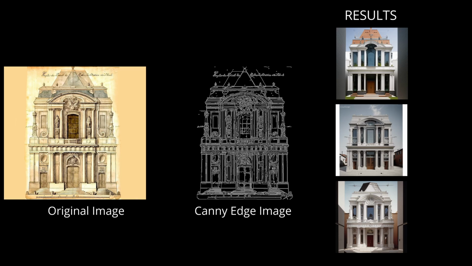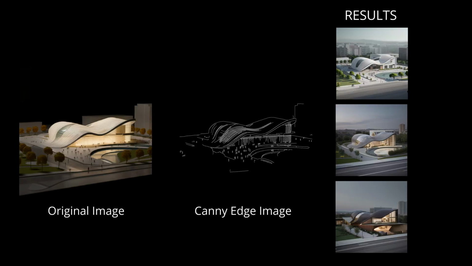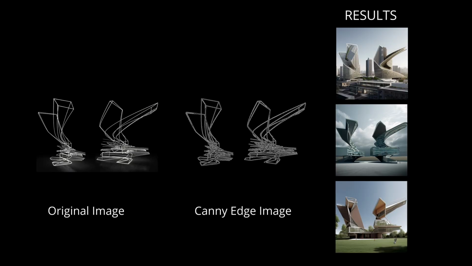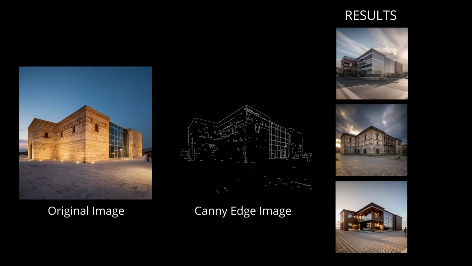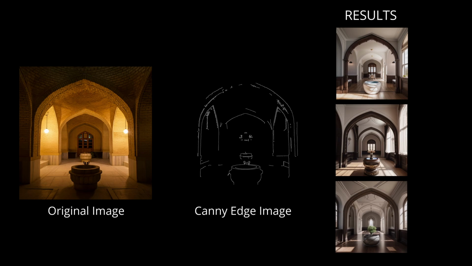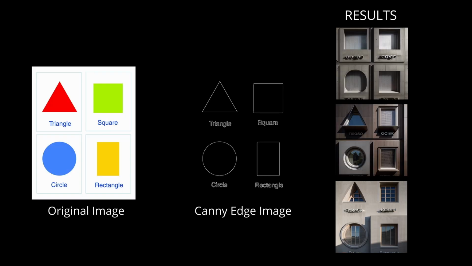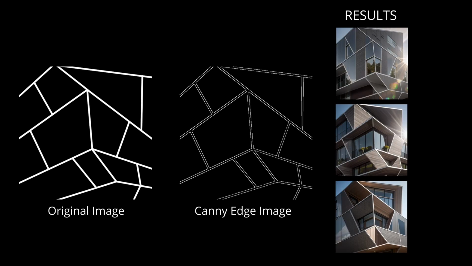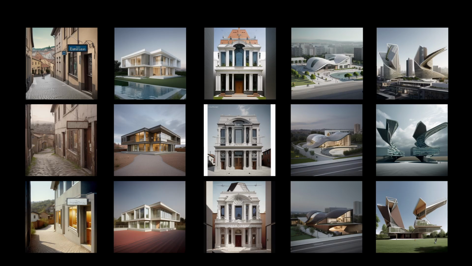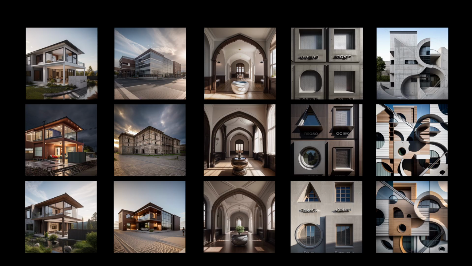In today's video, we'll dive into 9 innovative ways this tool can transform the design process, from extracting outlines in photos and sketches to reimagining historic structures. ControlNet's Canny model opens up endless creative possibilities. Whether you are an architect, designer, or enthusiast, these techniques will show how a simple edge detection tool can bring new life to architectural ideas.